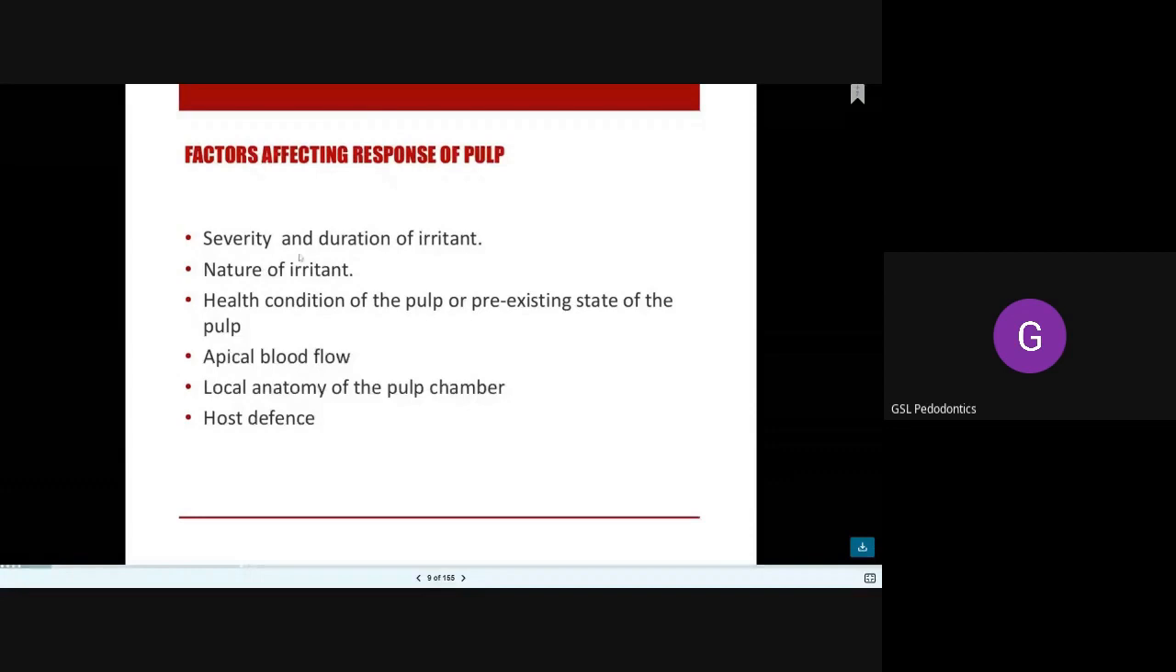Next, the nature of the irritant: it is either bacterial, physical, chemical or thermal. And before the irritant acts on the pulp, what is the health condition of the pulp? Is the pulp healthy, or does it have any predisposing condition? Like in patients, you will see predisposing hypertension and diabetes. Similarly, is the pulp good, or has it had previous exposure to any irritant? That also will determine the response of the pulp. Next, what is the blood flow in the apical region, what is the local anatomy of the pulp chamber, and how the host, that is our body, is responding.